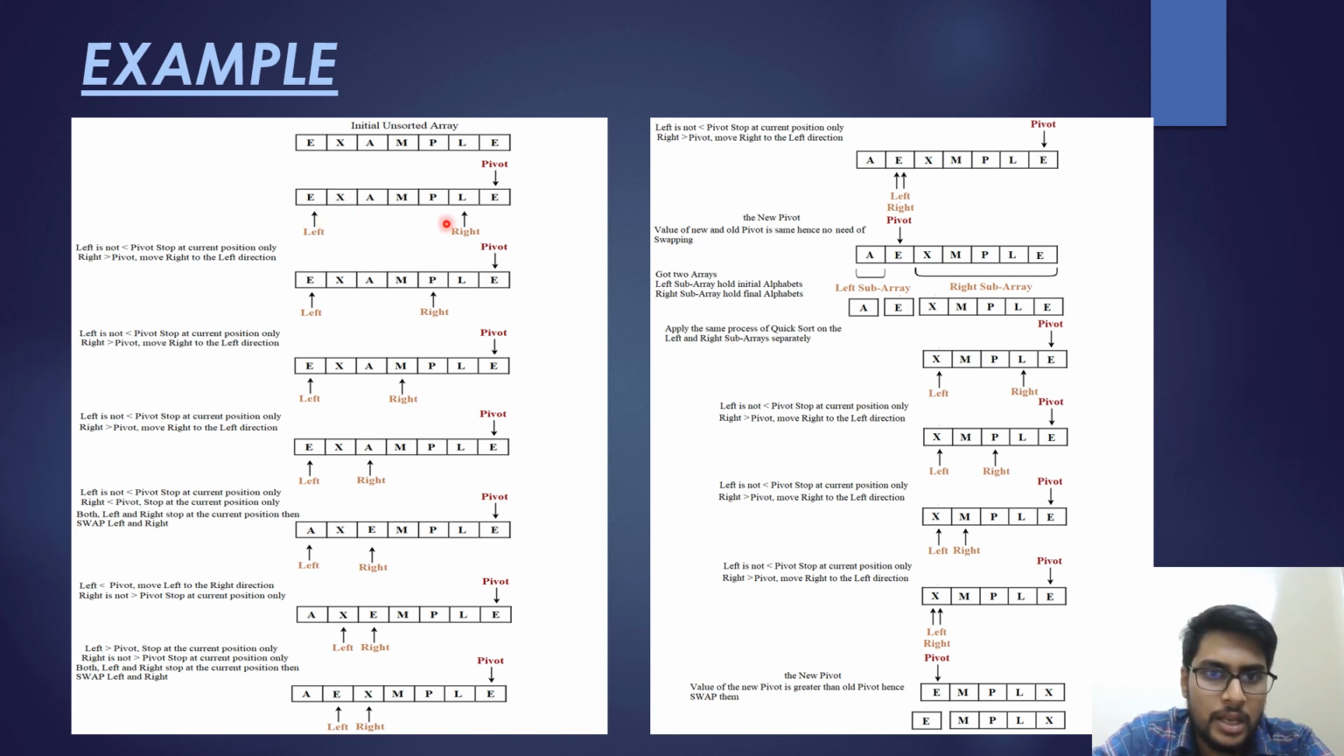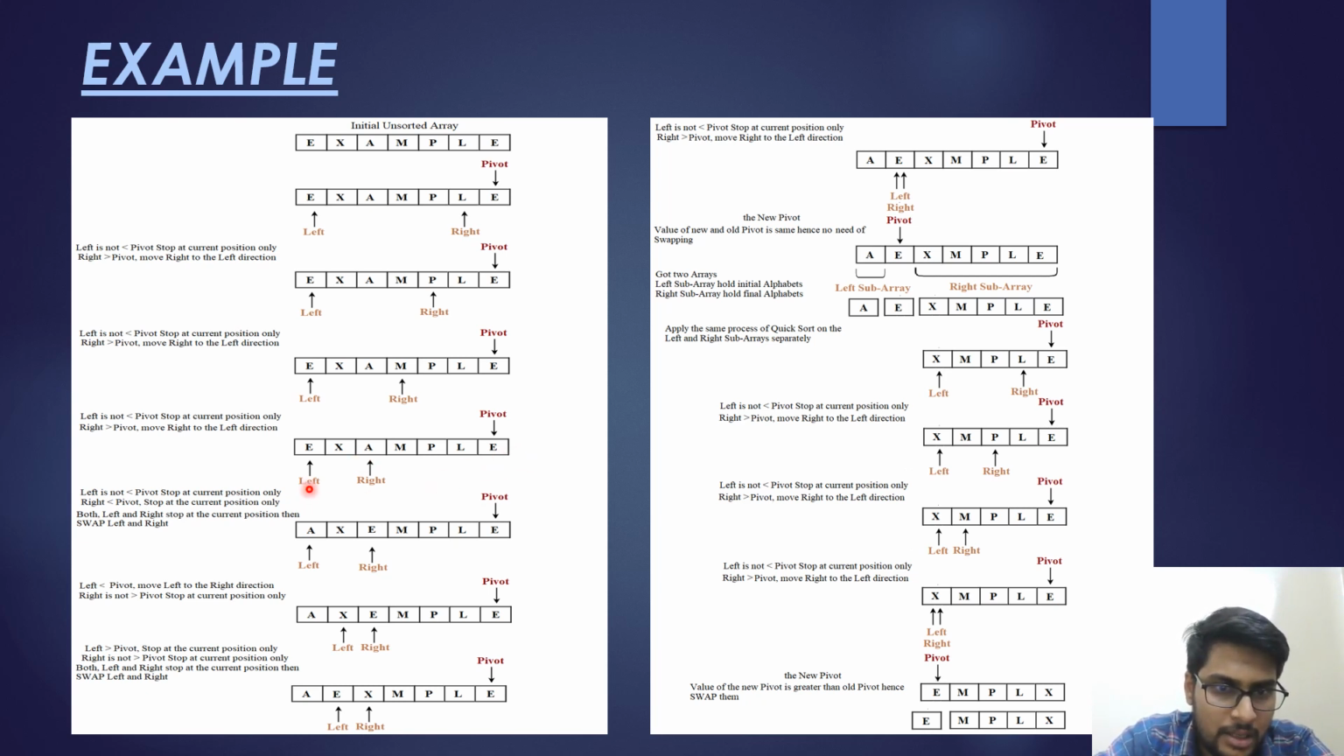Because E and E are equal, which is not less than the pivot element, we stop at the current position. Next we compare L to see if it is greater than or less than the pivot element. Because L is greater than the pivot element, the right pointer moves towards the left. Like this, the comparison continues until the left and right pointers stop at their current positions. The right pointer stops at A, where the element is less than the pivot element E.